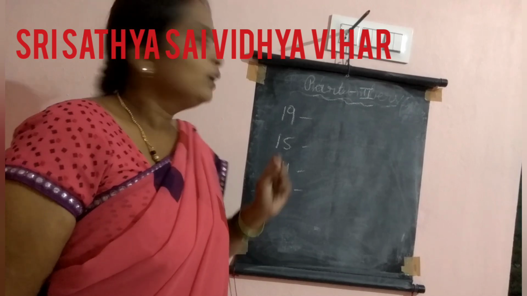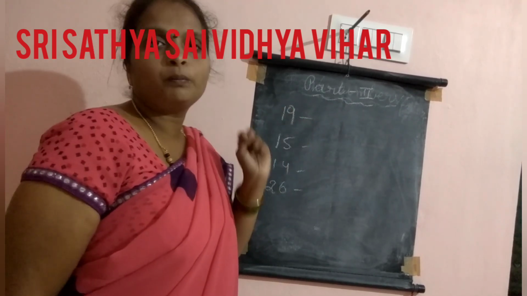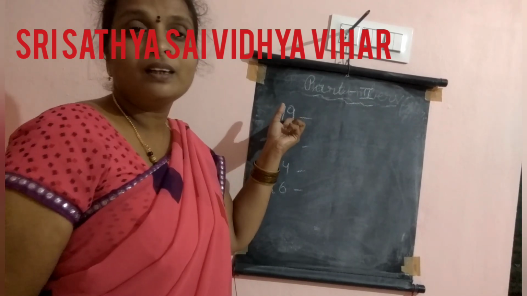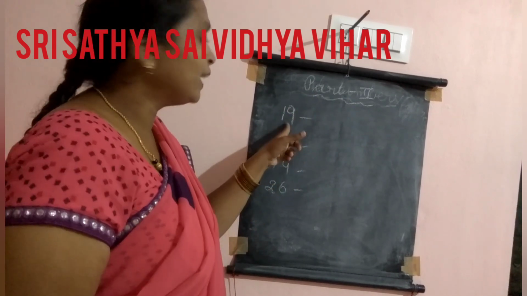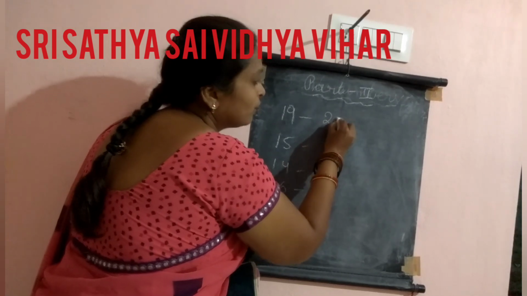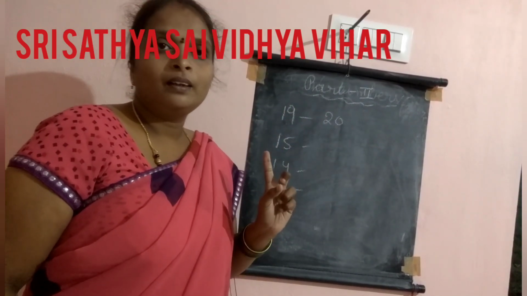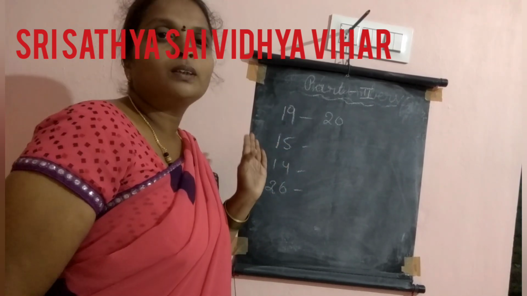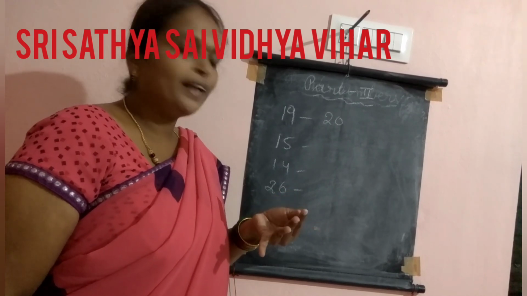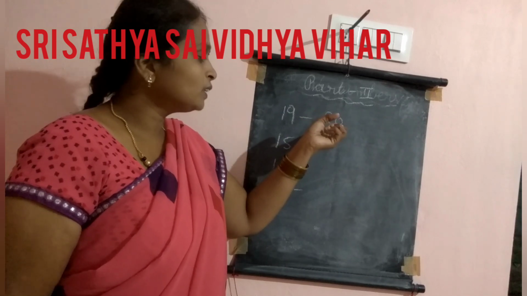Nearest to 10. Here the ones place is greater than 5, so the next tens number is taken. For 19, the nearest tens is 20, because after 19, 20 is only one number away, and before 19 there are 9 numbers: after 10, 11, 12 up to 19, 20. So here the nearest tens is 20.